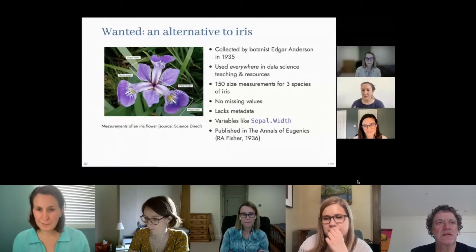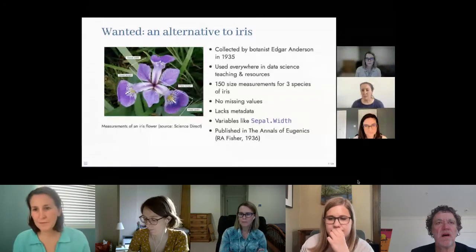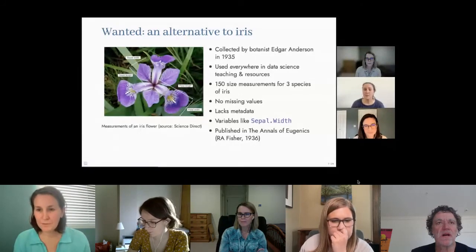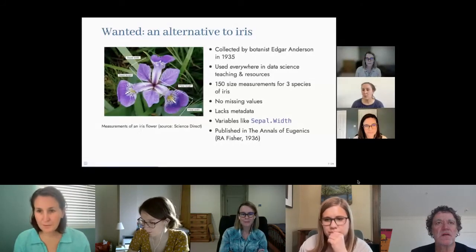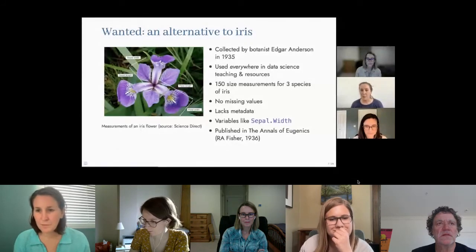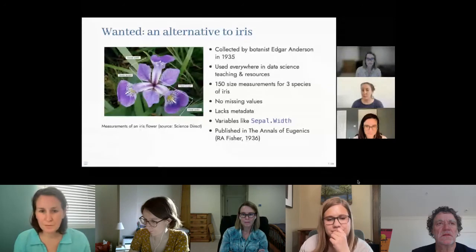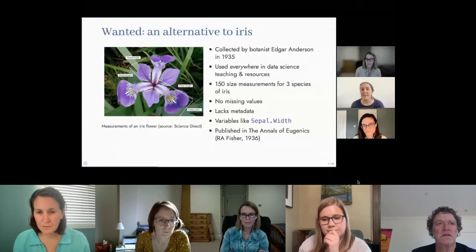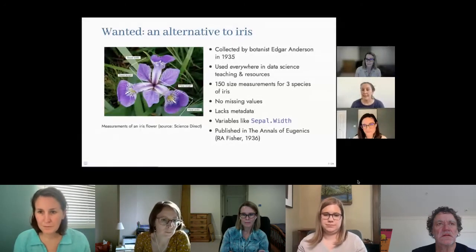But it's limited in ways too. It doesn't have missing values, so it's a little bit cleaner than what students might expect in the real world. It lacks metadata, which makes it hard to really dig into more interesting questions about the data. It has some unintuitive variables like sepal width. And importantly, it was first published in 1936 in the Annals of Eugenics.